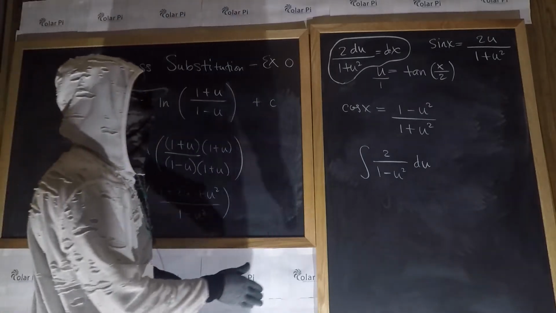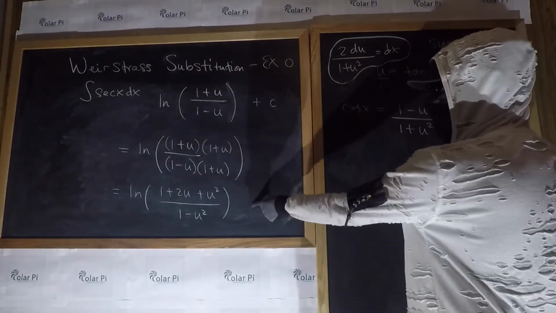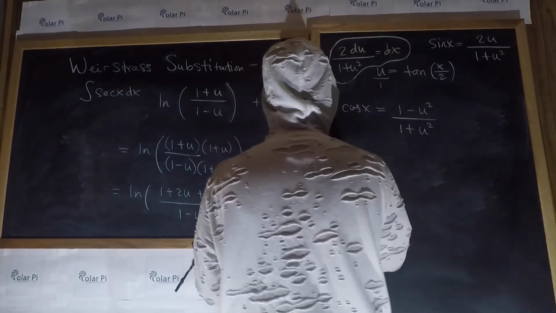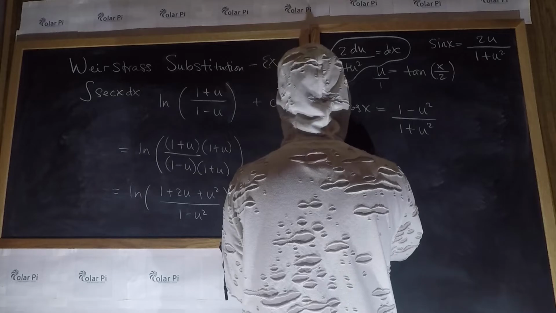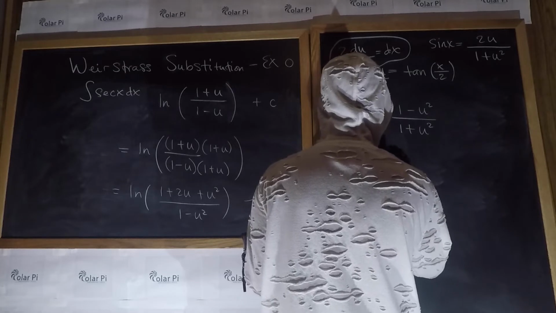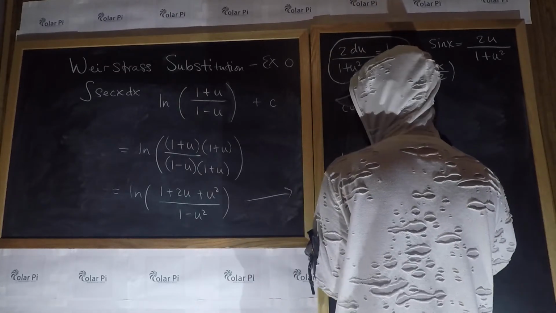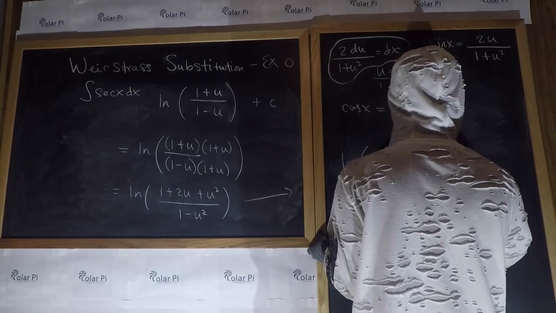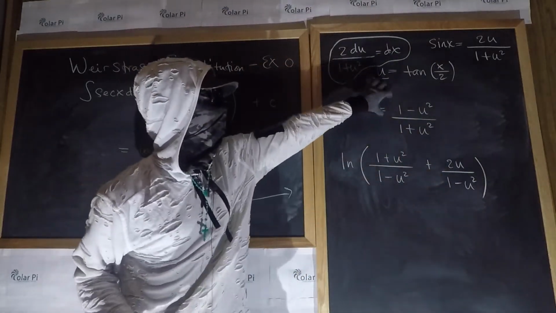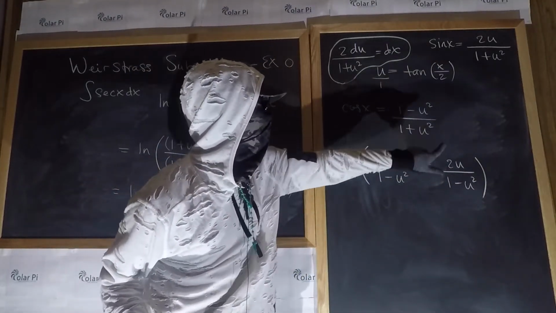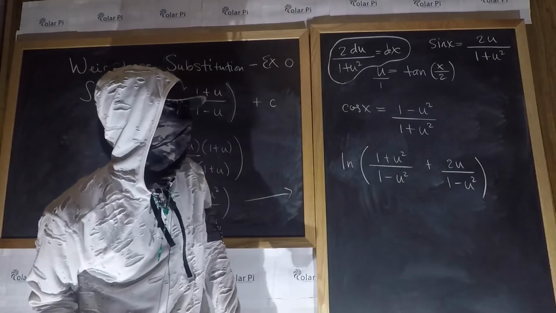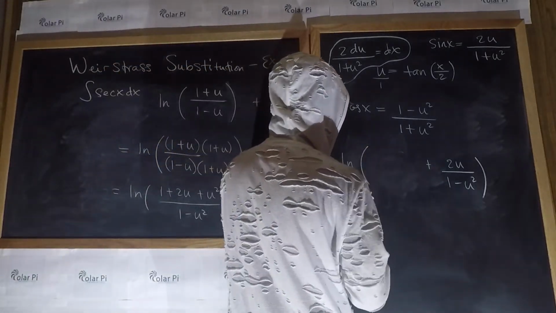Okay, cool. And then from where we're at right here, we could write the natural log of, sorry, I'm writing sloppy now, the natural log of 1 plus u squared over 1 minus u squared, and then plus 2u over 1 minus u squared. But wait, this here, 1 minus u squared divided by 1 plus u squared, is cos x. So this must be the reciprocal of it. This here must be sec x. So this here is sec x.